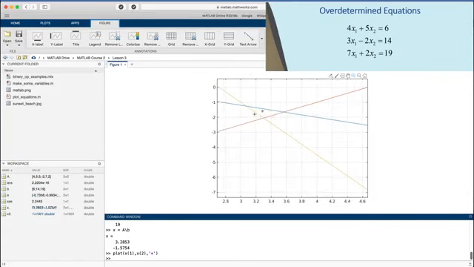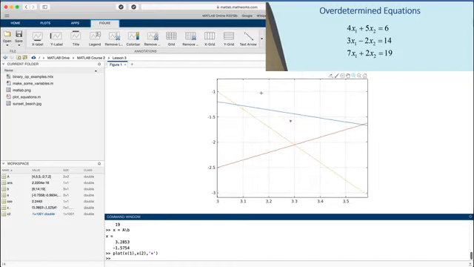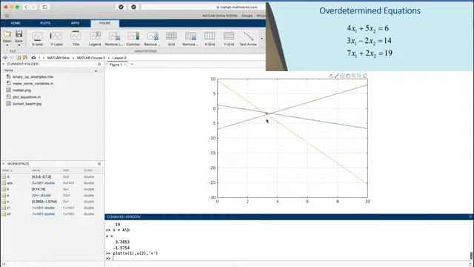As you can see, the solution that Mr. Backslash found is not at any of the intersections. It's not even on any of the lines, so it doesn't solve even one of the equations. But you have to admit it's pretty close to all of them. And that closeness is no accident. MATLAB's solution to a set of overdetermined equations is the one that comes the closest to solving all three equations simultaneously, where closest is defined in a special way.